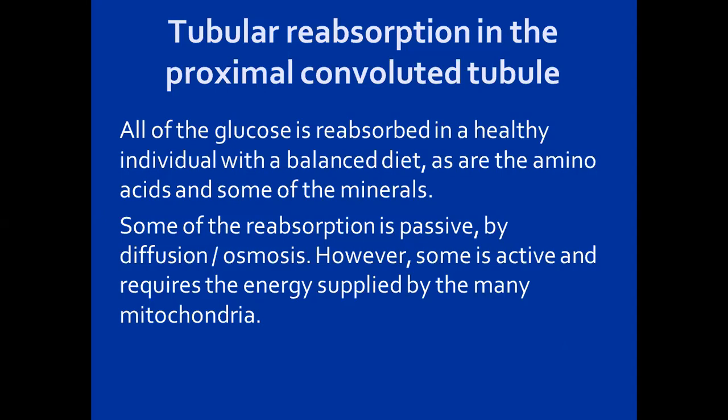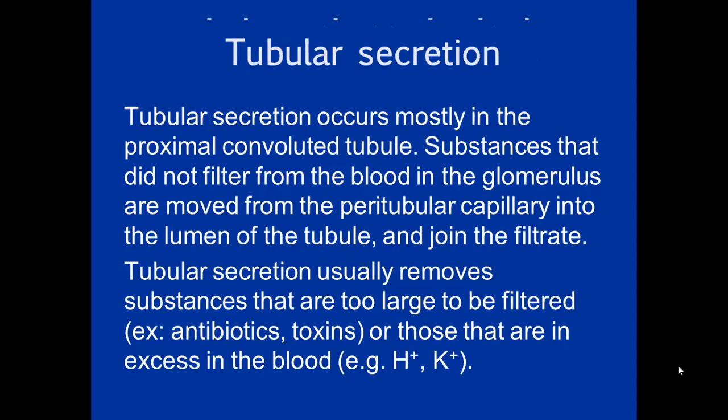However, some of the reabsorption of certain of the molecules is active, and it requires the energy supplied by those many mitochondria in the proximal convoluted tubule cells. Now, you don't have to know what goes passively and what goes actively. You don't need to know that amount of detail. So just remember, some of it is passive by diffusion and osmosis. Some of it is active and requires the energy from the many mitochondria. And that's the degree of detail I expect you to know. And then the filtrate continues.